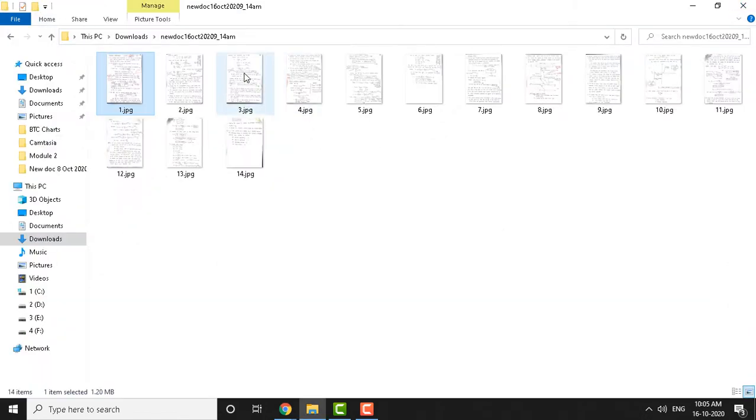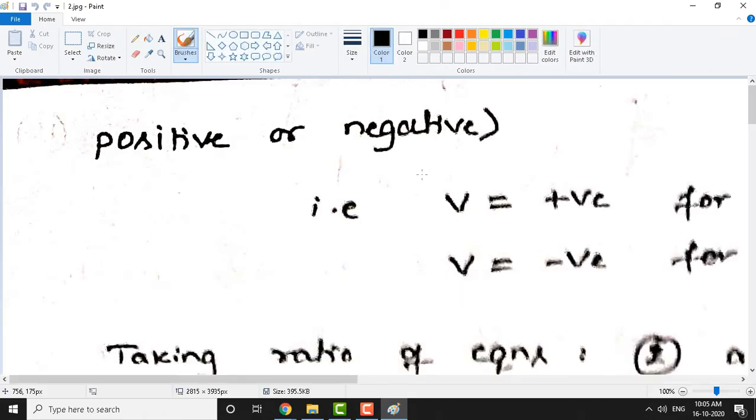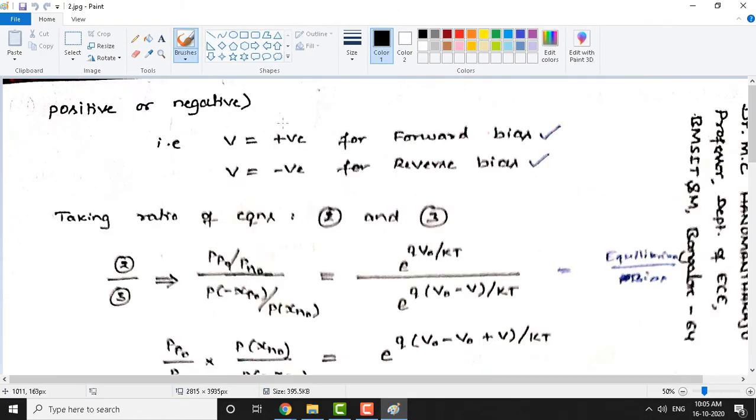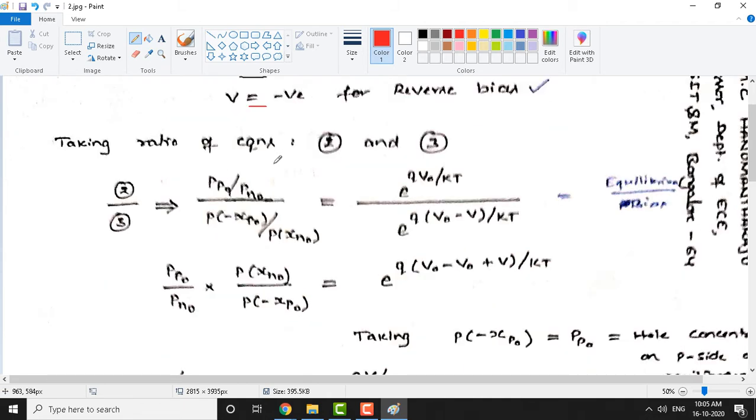Okay, now let me move to the second part of the notes. Okay. So, now we can see here the same equation, now the positive or negative depends, as I told you already, V becomes positive for the forward bias condition and V becomes negative for the reverse bias condition here. Okay. So, these are the two things that we need to manipulate in the previous equation. Now, if you take a ratio of equation 2 and equation 3, you get another equation. Okay, let us see what equation we are getting.